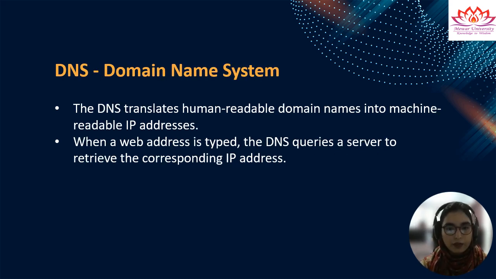Then domain name system. The domain name system translates human readable domain names into machine readable IP addresses. The DNS is like the internet's phone book. It maps human readable domain names to machine readable IP addresses. When you type a URL like www.google.com in your browser, the domain name system converts it to the corresponding IP address, enabling your computer to access the website.